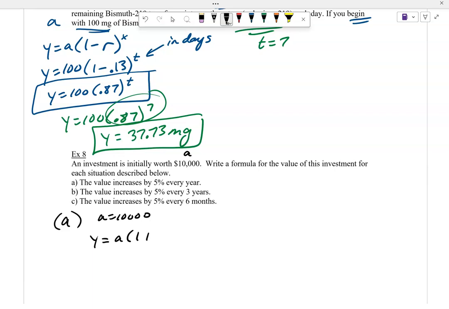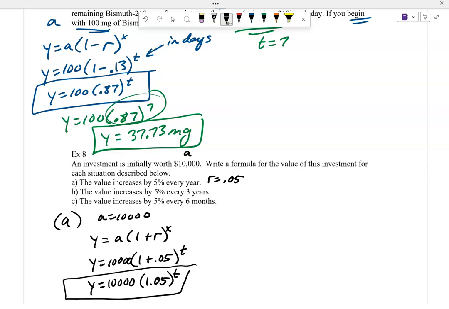So let me go ahead and write exponential growth here. Increasing by 5% every year. So I have y equaling 10,000, 5%, that would be 0.05, so 1 plus 0.05. I'm going to do time in years here. So we got y equals 10,000, oops, I had to add in another 0 there, 1.05 to the t. There's our formula. We could figure out how much we'd have after time in years.